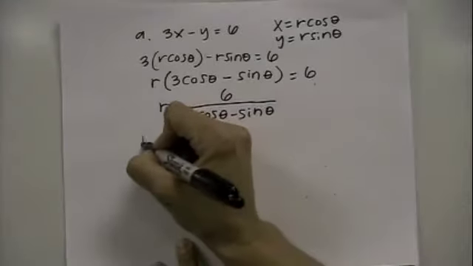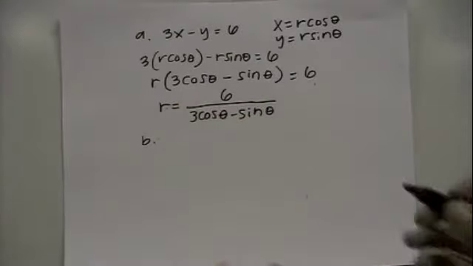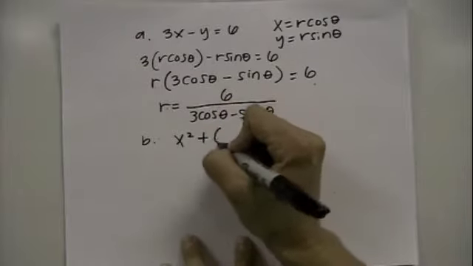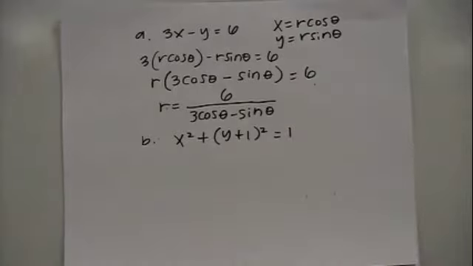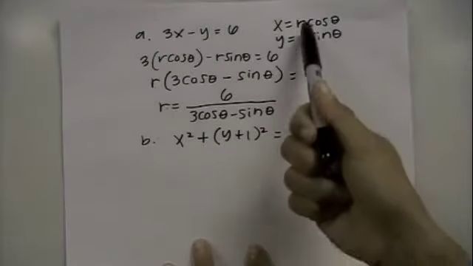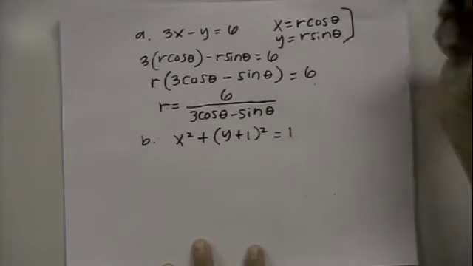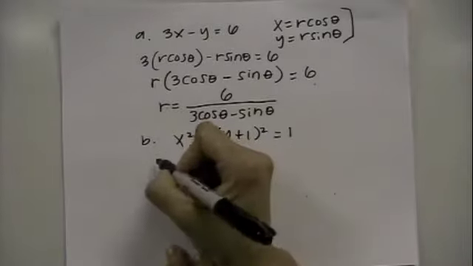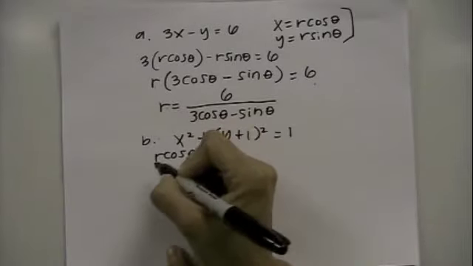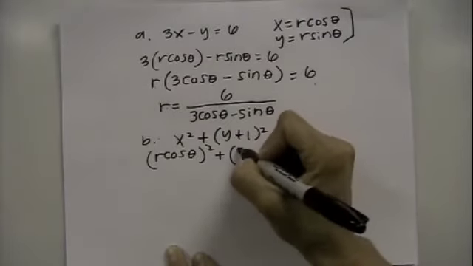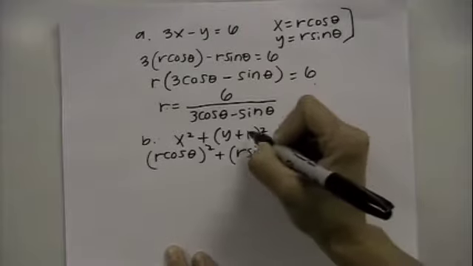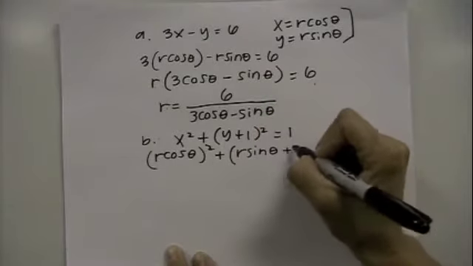For part B, let's see if I can fit it on here, we're going to use the equation x squared plus the quantity y plus 1 squared equals 1. So that's going to be our rectangular equation, and I want to change it to polar. Same thing, we're going to plug in these same two equations for x and y. So x equals r cosine theta, y is r sine theta, and again I'm just plugging in for y, so I still have a plus 1 squared.